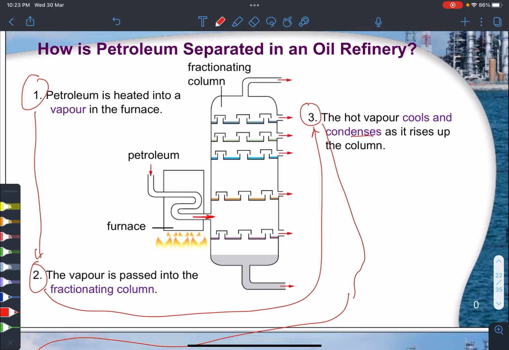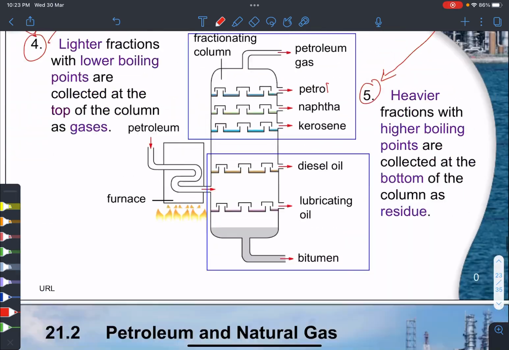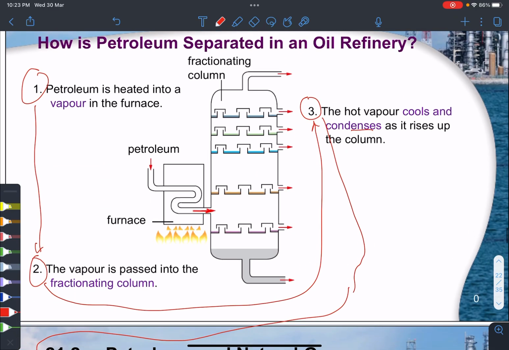Oh wow, there's a diagram here. Okay, so let me explain to you. You need to know how this separation of crude oil works. It's in the syllabus. They have tested it in O-level before. So let me explain to you how you get the marks.